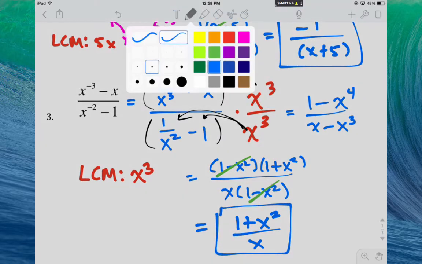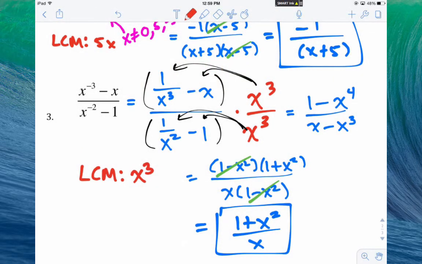Variable restrictions, let's take a look-see. I think x cannot be 0, because if it were 0, we'd have 0 in the denominator. I think x can't equal 1 or negative 1 either, because if our x were 1 or negative 1, this fraction would be 1, and 1 minus 1 would be 0. You can also see that from this expression right here. And so those are our variable restrictions.